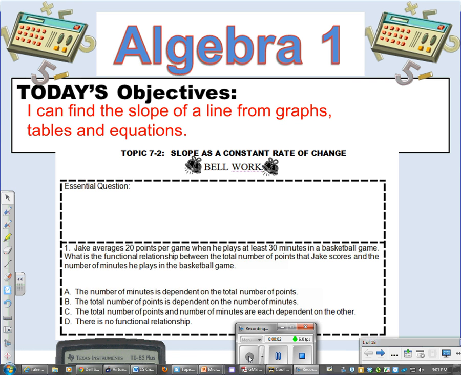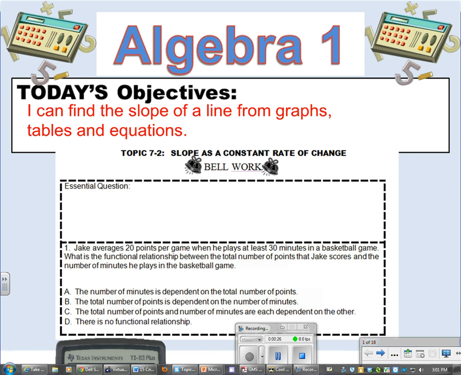This is the recording for topic 7-2, slope as a constant rate of change. Our objective for today is I can find the slope of a line from graphs, tables, and equations. In 7-1, we found the slope of a line from our graphs and tables. Today we're going to concentrate on the equations, but we will relate it also to the graphs and tables.